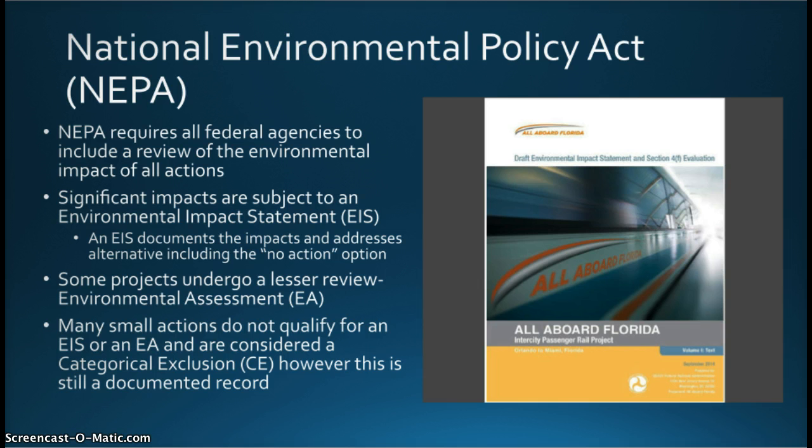NEPA is made up of three primary parts: the establishment of national environmental goals and policies, the requirement for federal agencies to implement the goals and policies, and the creation of the Council on Environmental Quality, CEQ, as part of the executive branch. The best known product of NEPA is the Environmental Impact Statement, EIS. An EIS is created for large federal projects that could have a significant environmental impact on the environment.